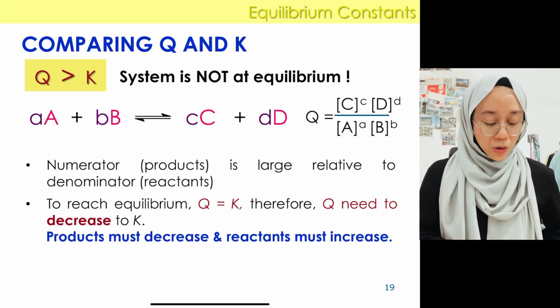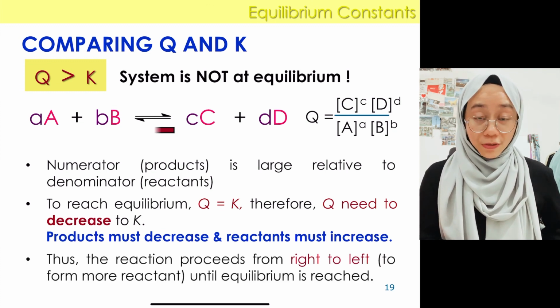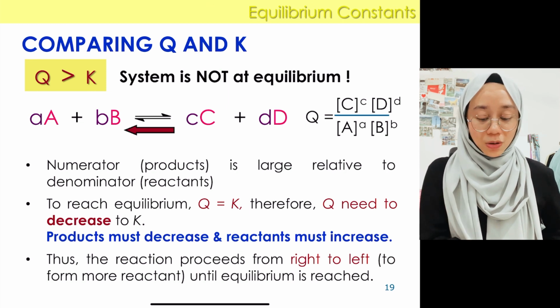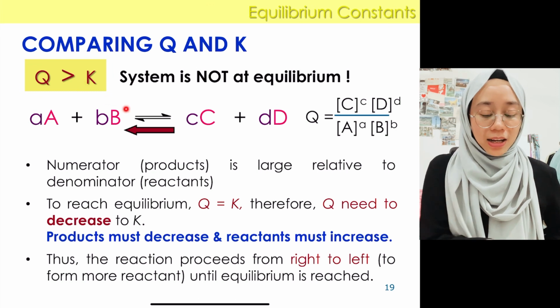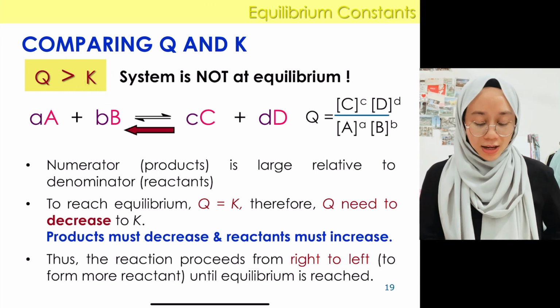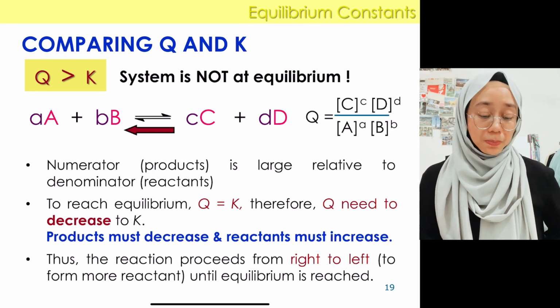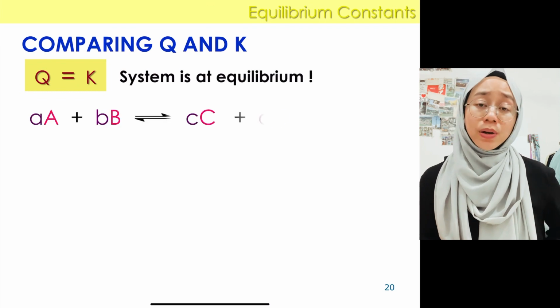Okay, so kalau macam tu, sistem ni akan move to the left kan. Okay, so sebab kita punya produk perlu turun, meanwhile reactant kita perlu naik kan. So the reaction will move to the left from right. Okay, until it reach equilibrium. And kalau Q is equals to K, bermaksud the system is at equilibrium dah.